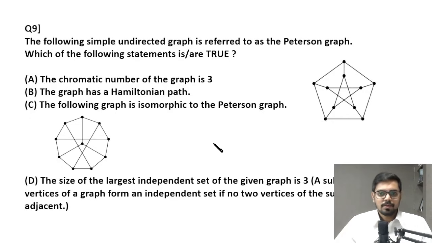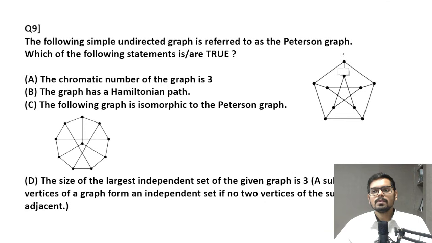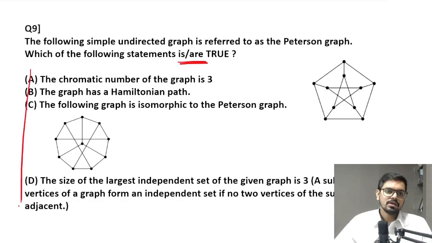Tough question. Pause the video, try, then look at my solution. Tried? It's an MSQ. The following simple undirected graph is referred to as Petersen's graph. I know you will say it should be E, but the GATE examiner is like son of Peter. So jokes apart, actually it should be E. That is the GATE examiner's mistake. Nevertheless, which of the following statements is or are true? So one option can be true, more than one can be true. So tell me, what is the answer?